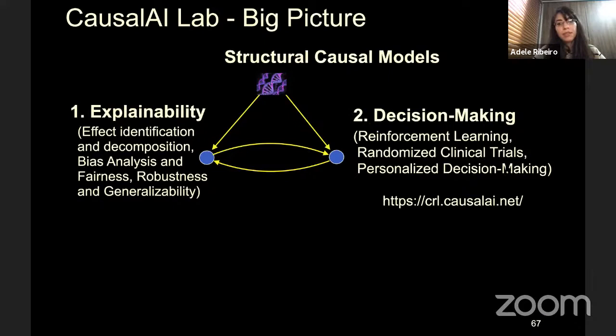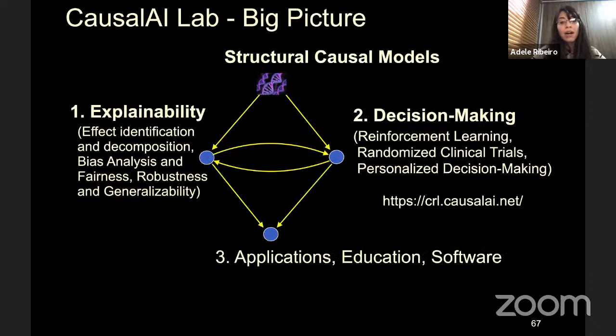If we do know how to optimize these decisions, it helps us to understand more about the system. So there's a feedback here. One is helping the other.